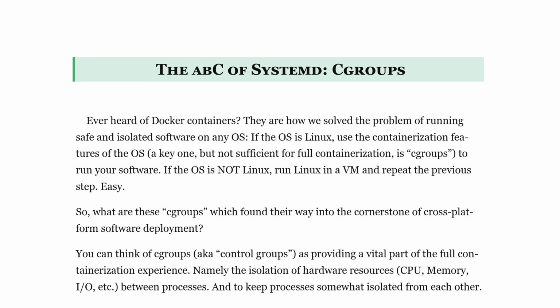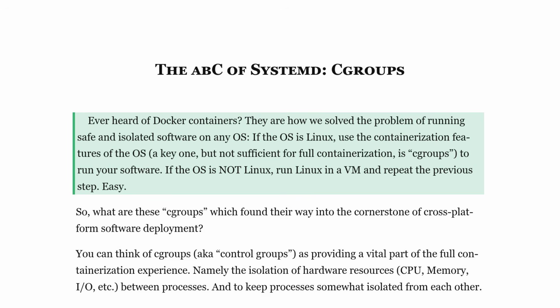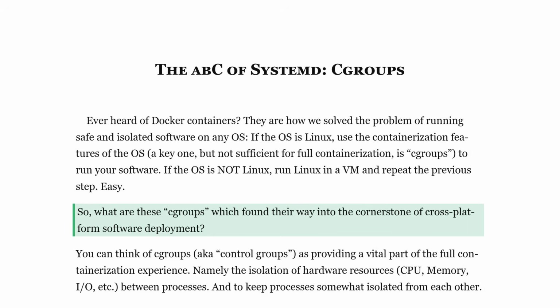The ABC of systemd. Cgroups. Ever heard of Docker containers? They are how we solve the problem of running safe and isolated software on any OS. If the OS is Linux, use the containerization features of the OS. A key one, but not sufficient for full containerization, is Cgroups to run your software. If the OS is not Linux, run Linux in a VM and repeat the previous step. Easy. So, what are these Cgroups which found their way into the cornerstone of cross-platform software deployment?